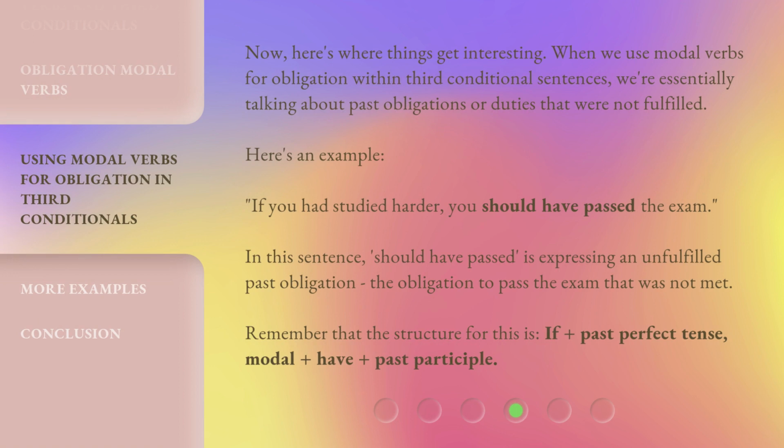Now, here's where things get interesting. When we use modal verbs for obligation within third conditional sentences, we're essentially talking about past obligations or duties that were not fulfilled. Here's an example. If you had studied harder, you should have passed the exam. In this sentence, should have passed is expressing an unfulfilled past obligation, the obligation to pass the exam that was not met. Remember that the structure for this is if plus past perfect tense, modal plus have plus past participle.